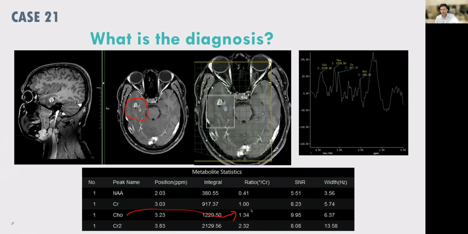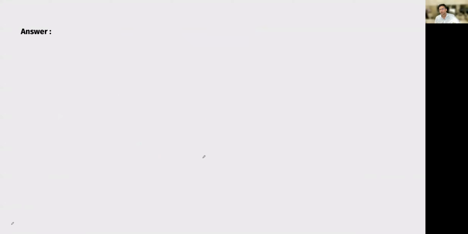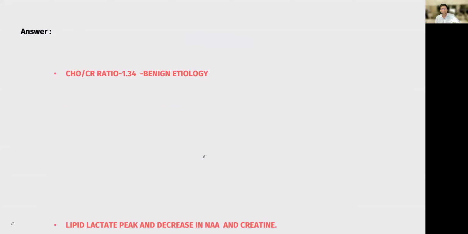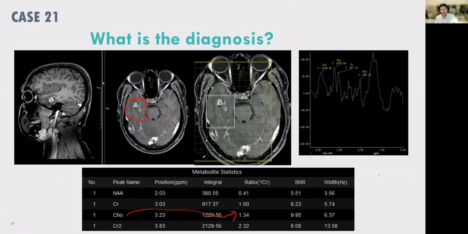What is the diagnosis? The question is, is it infective? Is it congenital? Is it inflammation? If so, what is the diagnosis? Fantastic. What is the diagnosis? Conglomerate tuberculosis. And again, if anybody has seen, there is elevation of lipid lactate also in this case. So there was elevation of lipid lactate also.